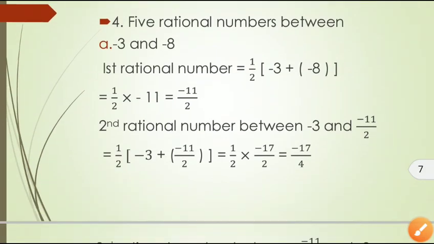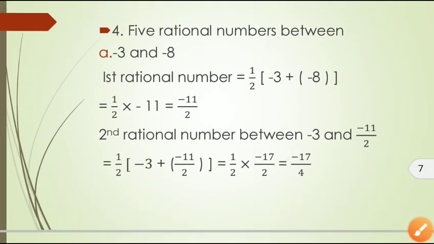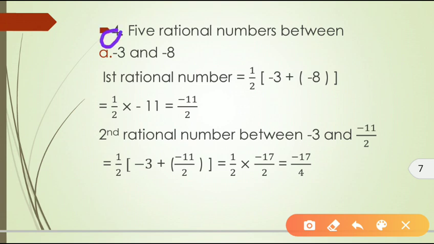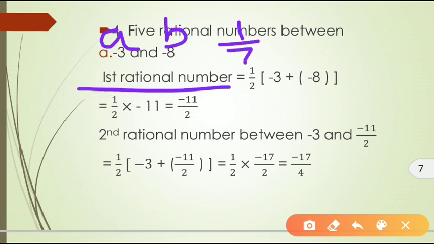Next question, find 5 rational numbers between minus 3 and minus 8. This exercise is the same. You need to find one rational number, two rational numbers, 5 rational numbers, or 6 rational numbers. So the question is minus 3 and minus 8. In the same way, suppose minus 3 is in the place of a and minus 8 in the place of b. So the first rational number will be 1 by 2 in bracket a plus b.